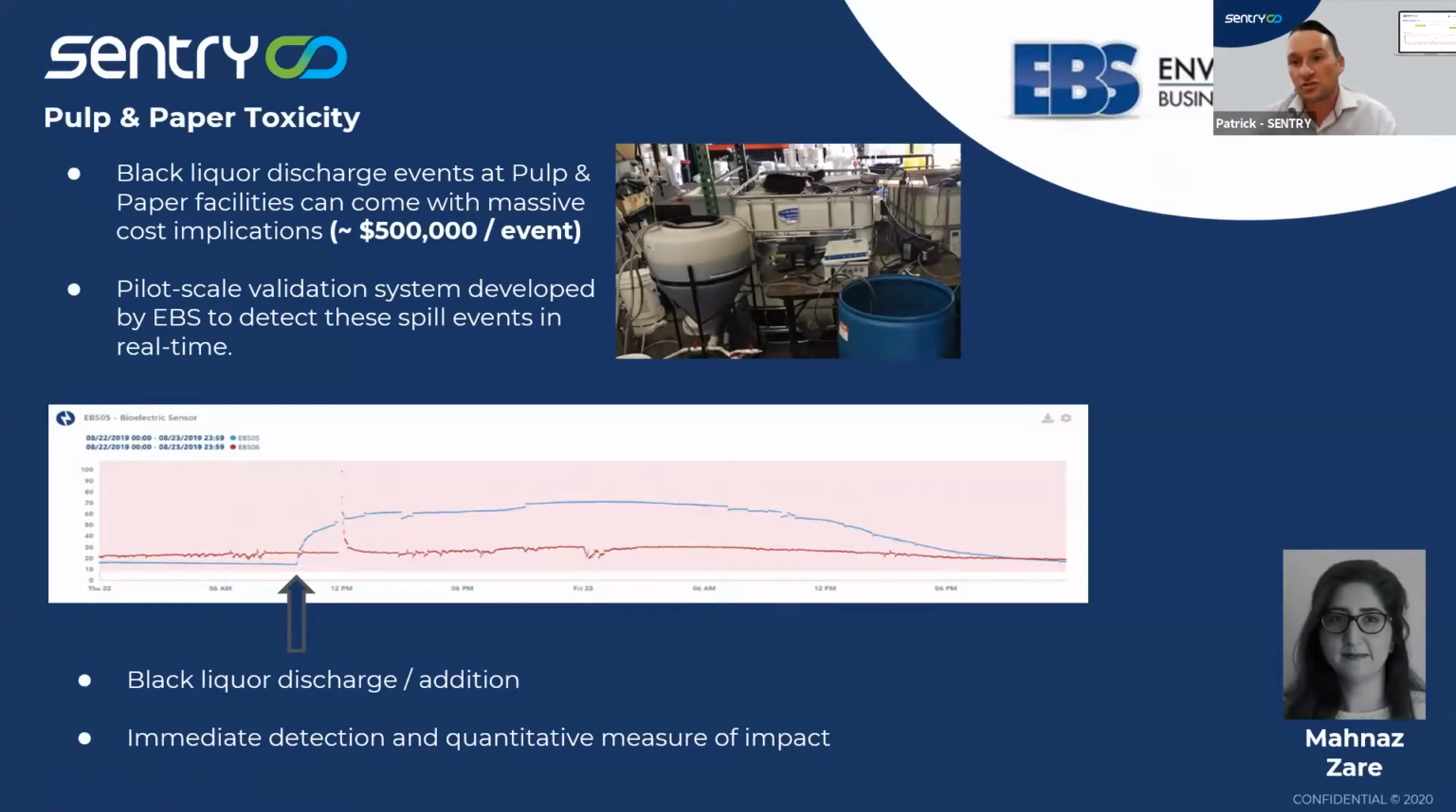So the pulp and paper industry, coming into my background, isn't pulp and paper. My background, I guess, would be anaerobic digestion, industrial, and then moving to municipal. When we heard of the pulp and paper industry and understood the toxicity type issues with some of their effluent, it became clear that yes, SENTRY could be very valuable.